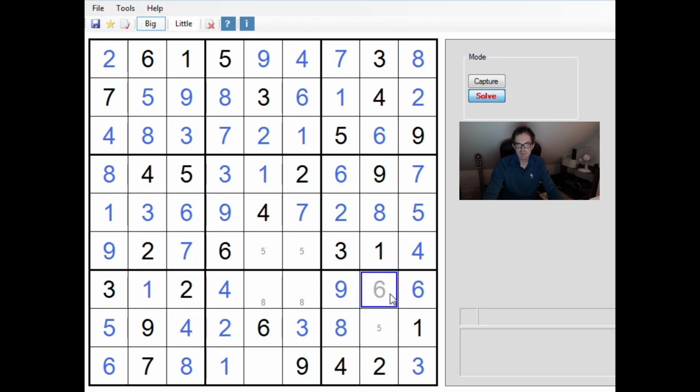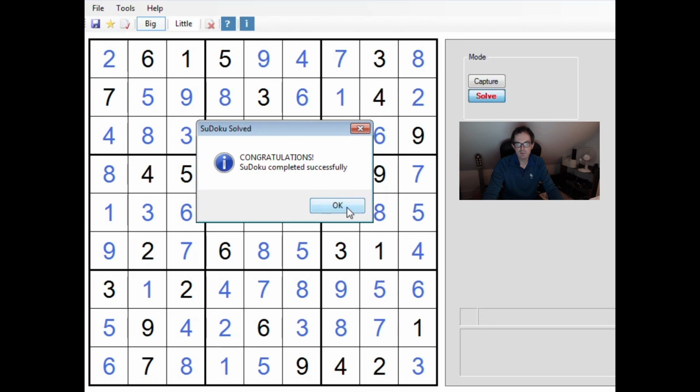So 5 and 7 to these squares. So 5, 7, 5, 5. 8, 8, and hopefully 7, and there we go, all done.